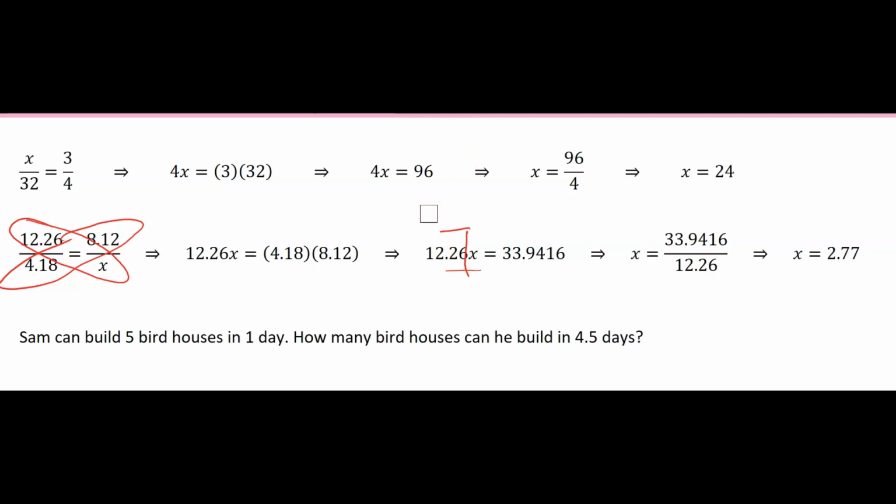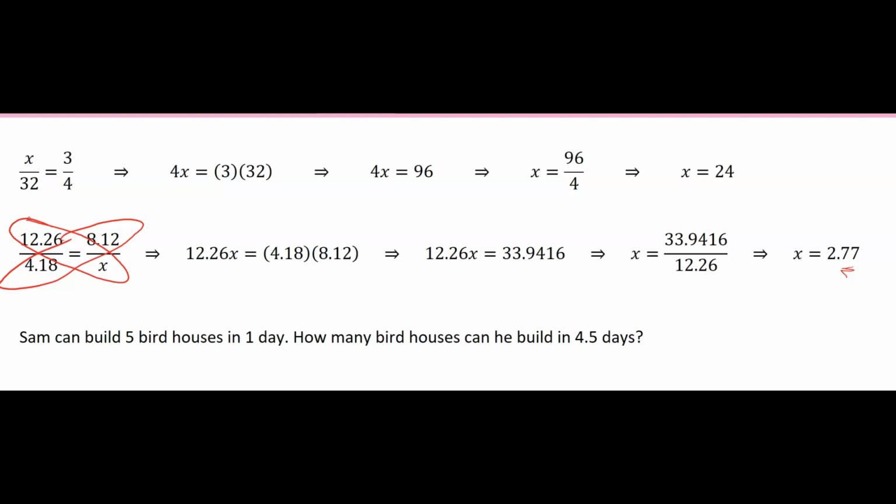So 33.9416 divided by 12.26 is equal to 2.77, and there is some rounding there. I decided to round my answer to 2 decimal places, just like the values in the original question.